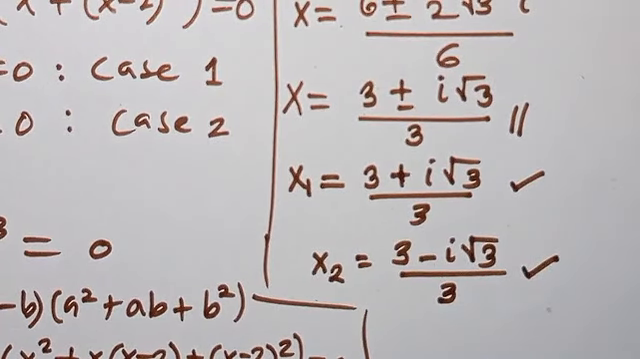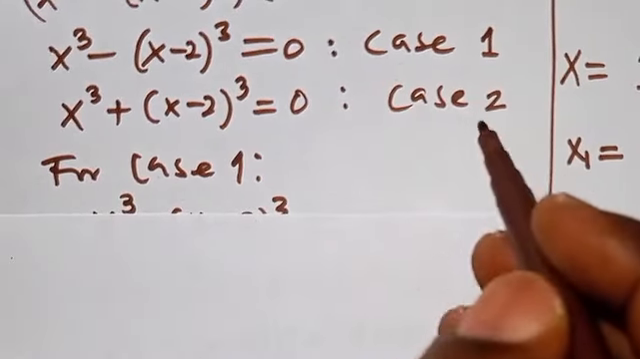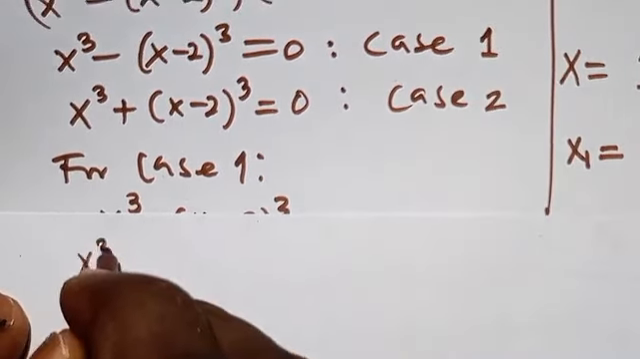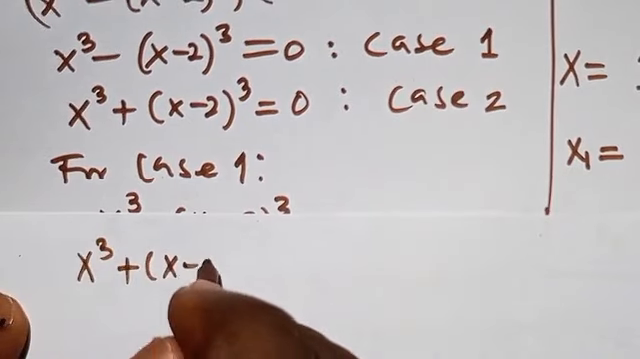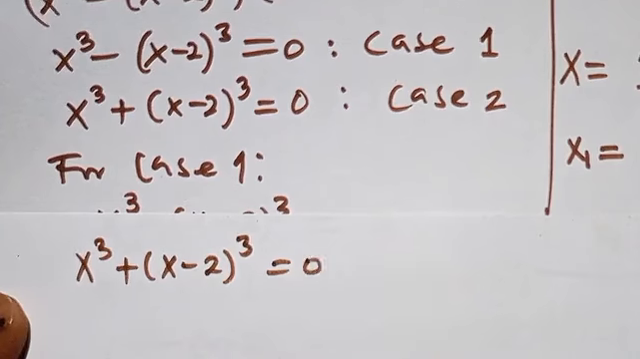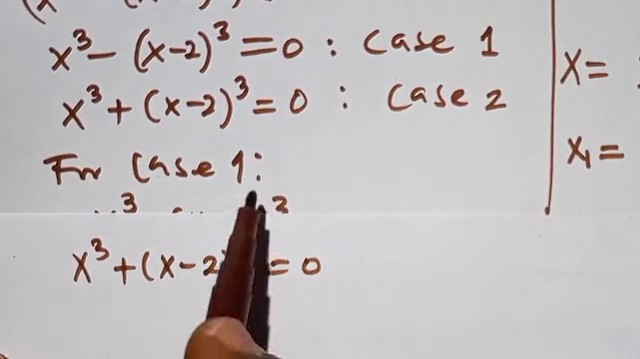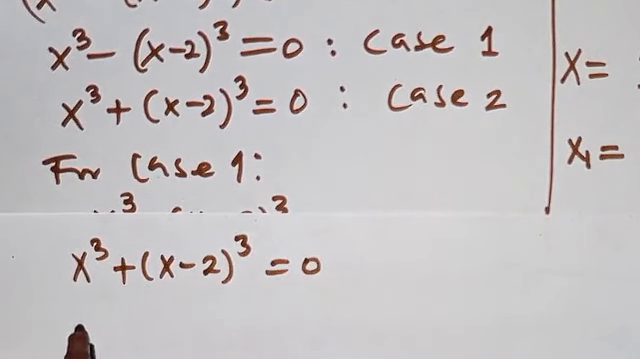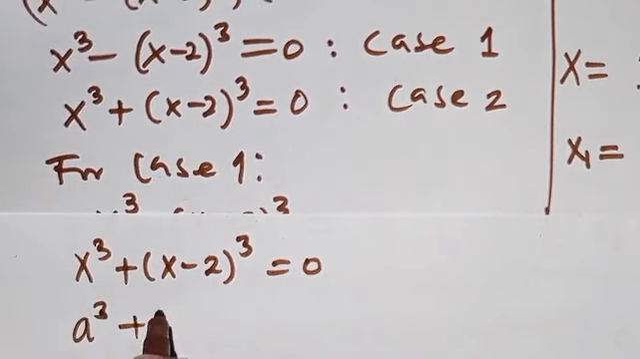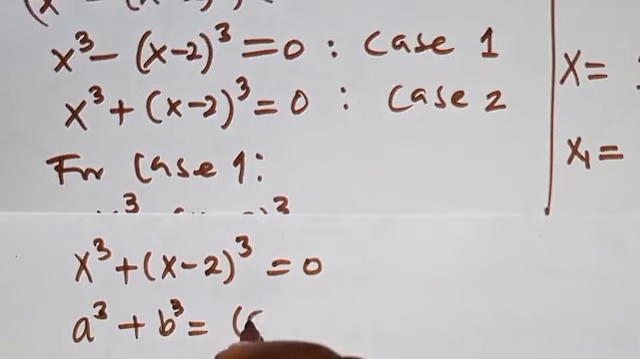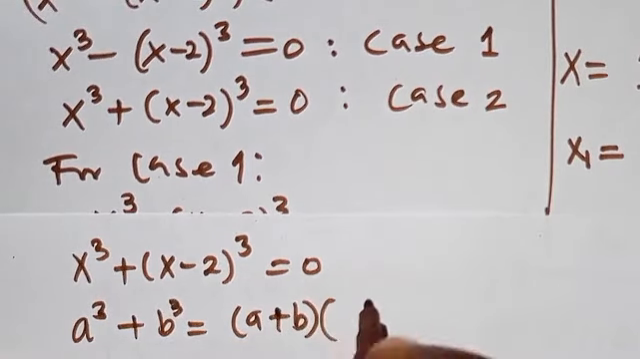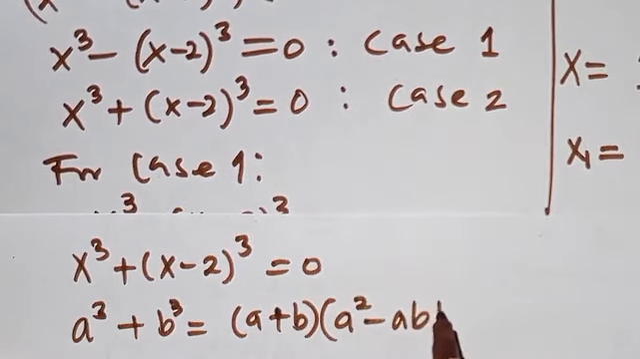For the case 2, this is the case 2 here. We have x cubed plus (x minus 2) cubed equals 0. So now what will happen here? You know that when you have a cubed plus b cubed, this will give us (a plus b)(a squared minus ab plus b squared). So that's what we're going to have.